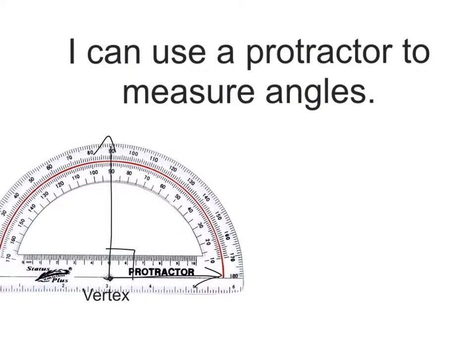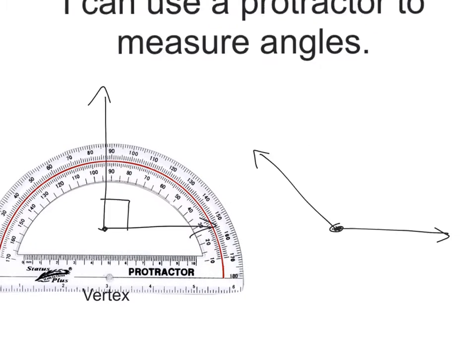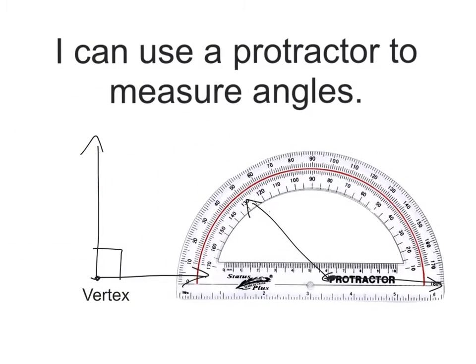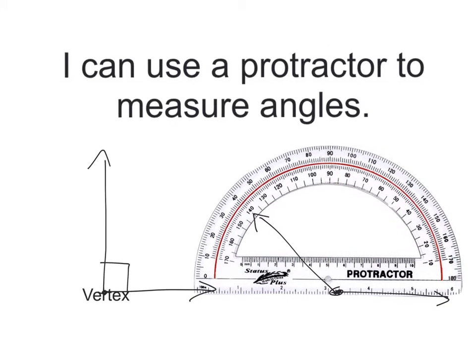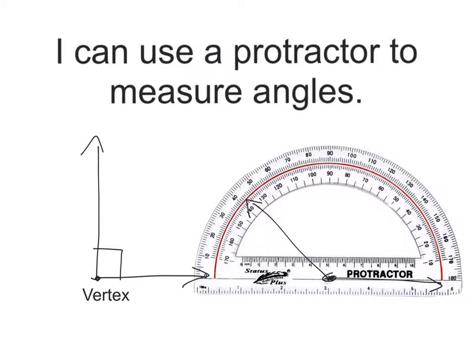Now, for different angles, let's make an obtuse angle. We do the same thing. So I'm going to take the protractor. No, I don't want to move the whole thing. I just want to move the protractor. There we go. And I'm going to put that dot on the vertex, and I'm going to line up the ray so that it lines up right on the 0 line. And then I'm going to watch the other ray and see where it points. And I know that this is an obtuse angle because I can see it.